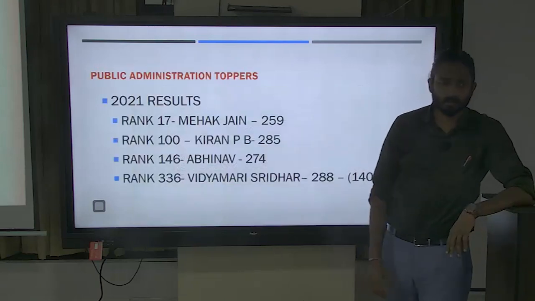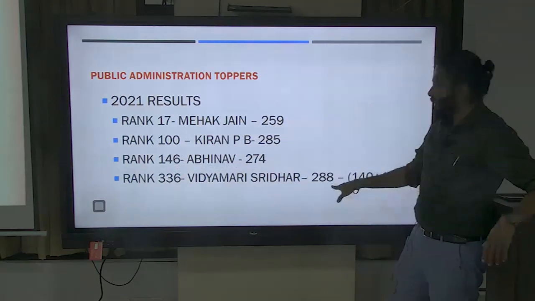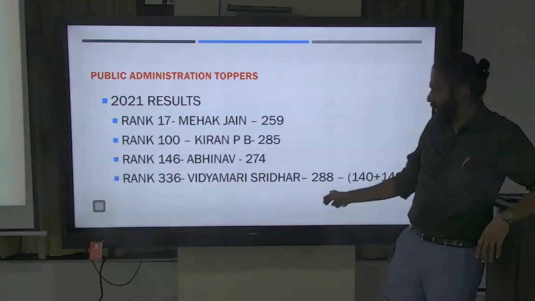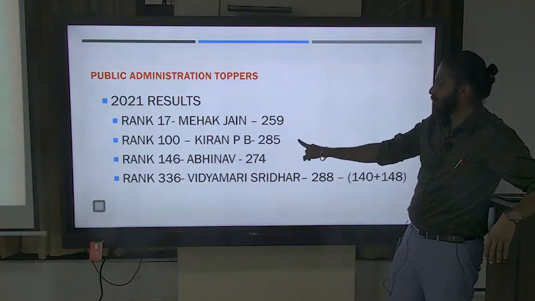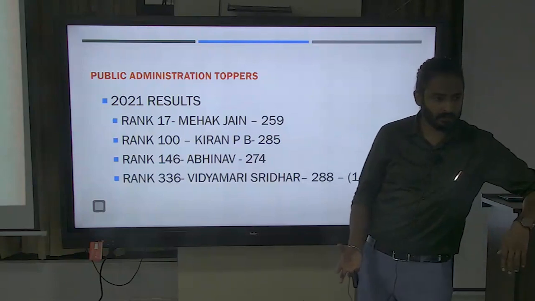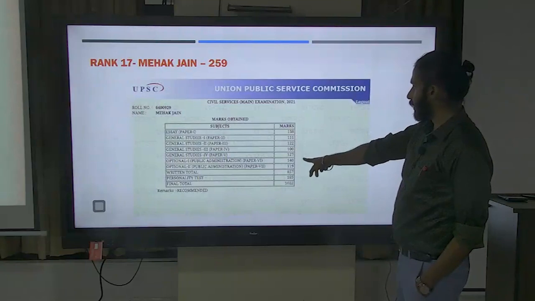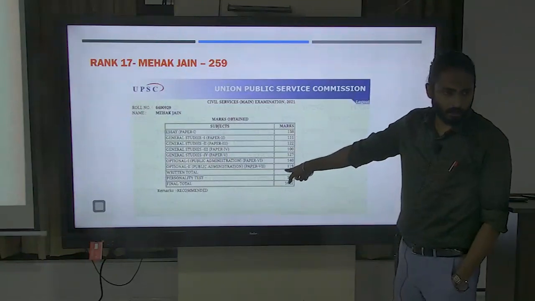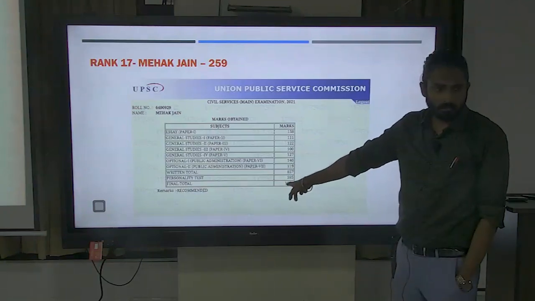Then 2021, the top rank of SABAD was 17. Mehak Jain. She had 259. Again, 2021, I did not see any marks above 300. So the highest test score was 288. So rank 17, 100, he is a Malayali Kiran, he scored 285. So again people have cleared. Right, 280, 290, easily achievable. So this is the scorecard of Mehak. She scored 114, but she got less marks in paper 2. Why, we don't know. But if she had good marks in paper 2 also, she might have been rank 1. We don't know.